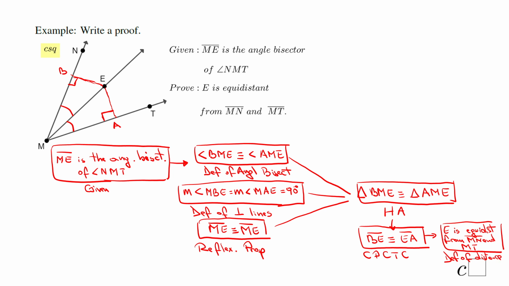Okay, so probably the only thing I will add to this flowchart is another box here where I will say BE perpendicular to MN, and let's say the same thing about EA perpendicular to MT. Okay, so we did construct these two perpendiculars, and that allows us to say the angles are 90 degrees. So maybe here I'll say construction.